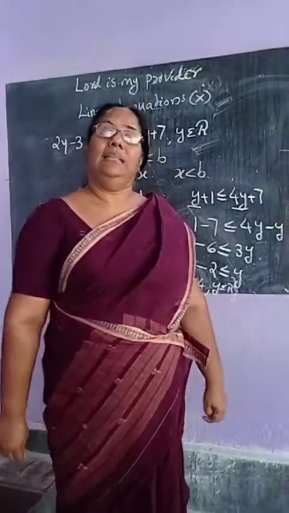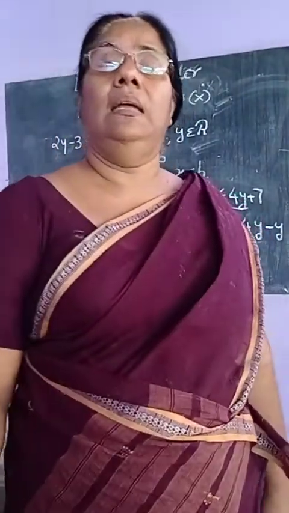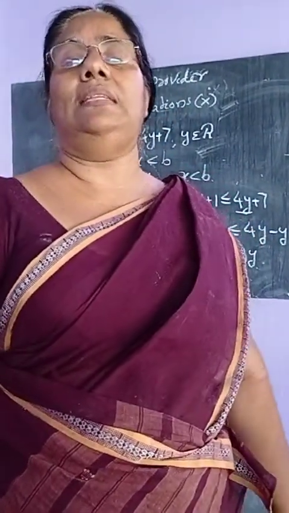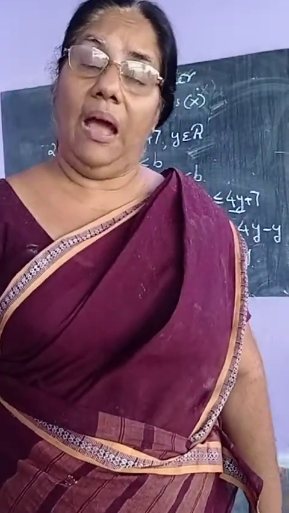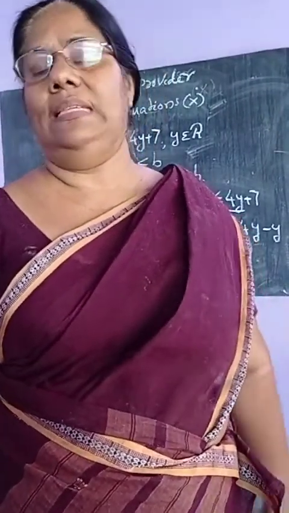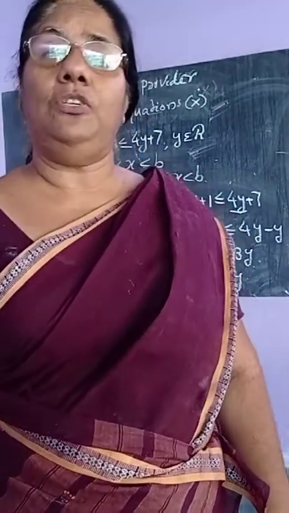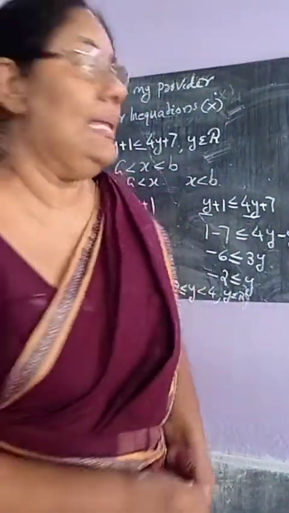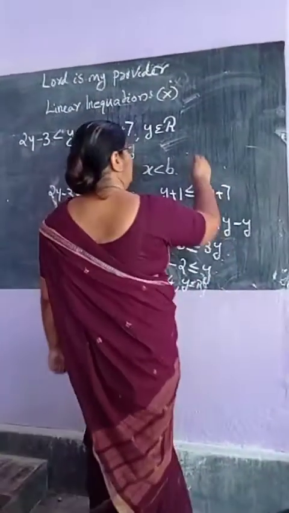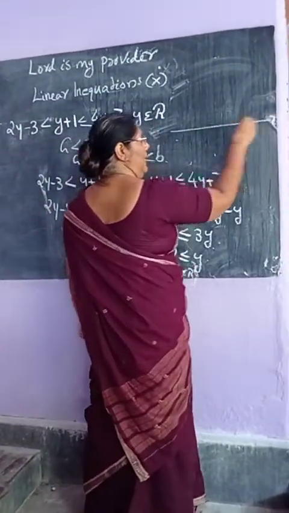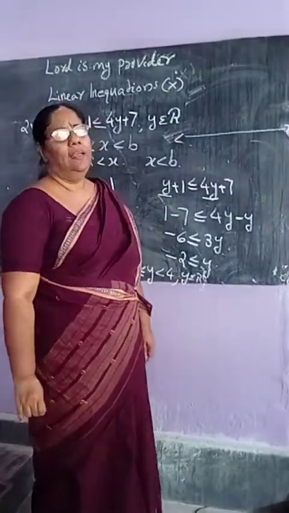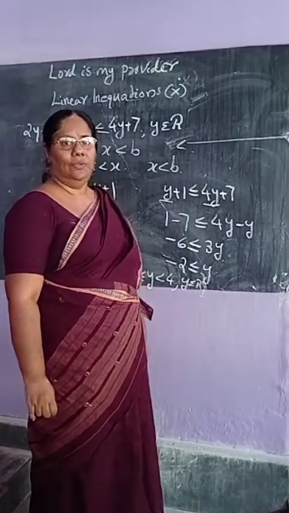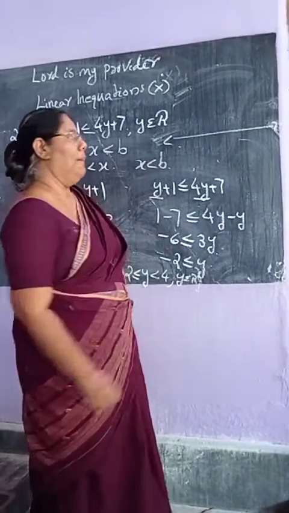Here, the next part is: graph the solution set on a number line. That's the next part. Solve and graph it. That is the full question. Graph it means draw the number line. All of you look here. This is a number line. Just take your pencil and draw a neat number line using the scale.